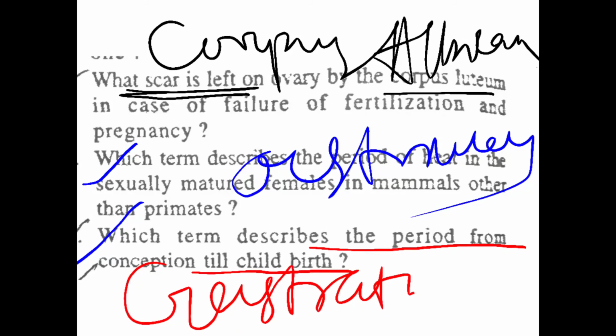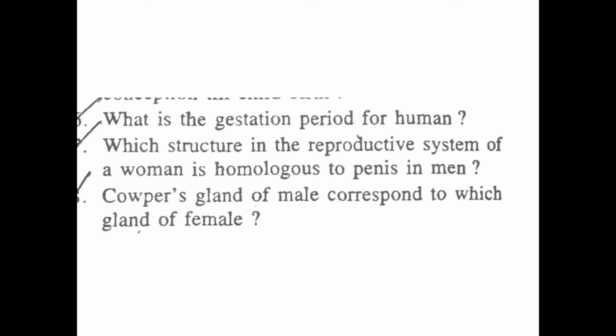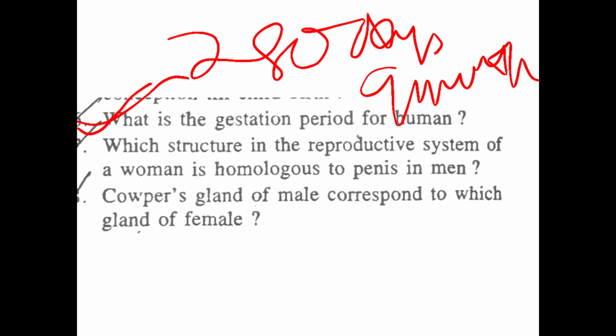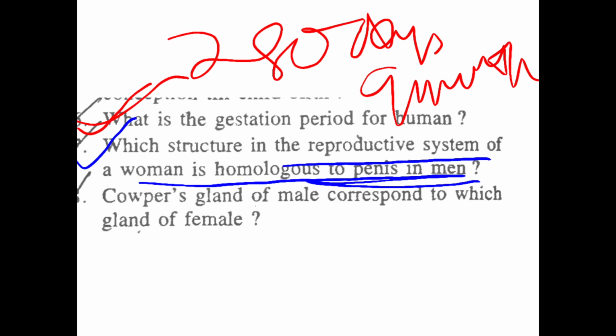Okay, gestation period. Next. What is the gestation period for humans? For humans, the gestation period is 280 days, or we can write 9 months. Okay, 9 months. What structure in the reproductive system of a woman is homologous to the penis? That is the clitoris.